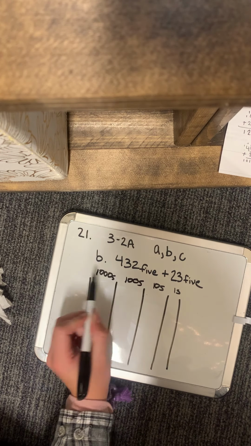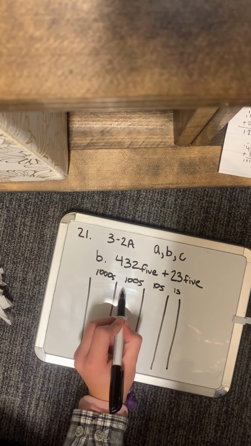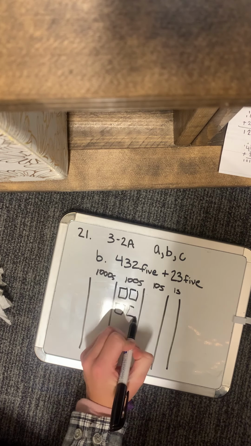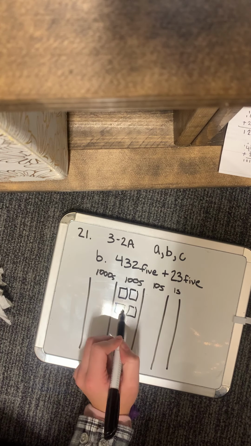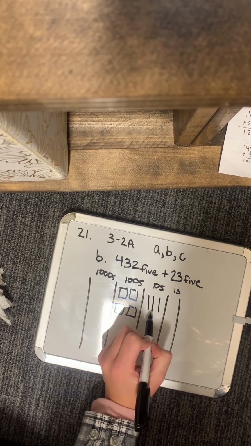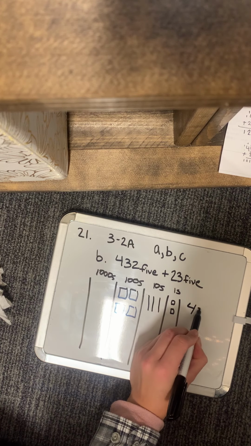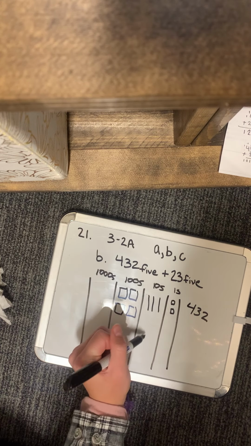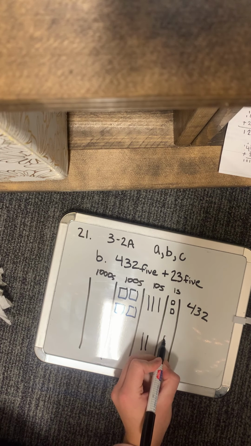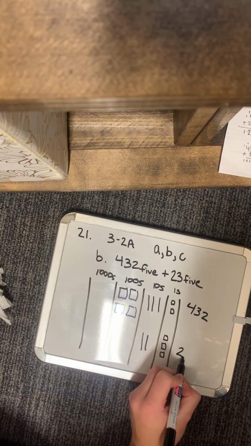And since we're still working in base 5, we're going to be looking for groups of 5 again. So for the 400, we have 1, 2, 3, 4 for 100, 200, 300, 400. In the tens, we have 1, 2, 3, 10, 20, 30, and we have 1, 2. So here's 432. And for 23, we have 1, 2, 10, 20, and 3 over here. 1, 2, 3. So this is 23.